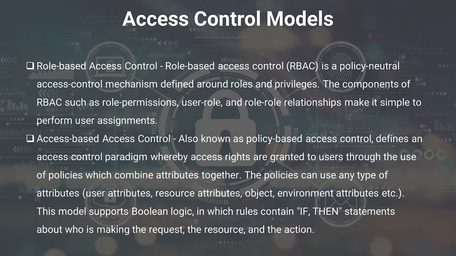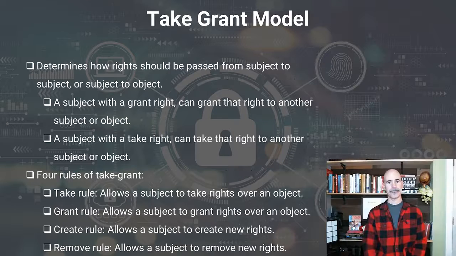Attribute-based access control, also known as policy-based access control, defines access control whereby access rights are granted to users through the use of policies which combine attributes together. This basically says if you're located in a given geographic location at a certain time, you might have access or you might not, depending on how the attribute-based access control model is constructed.